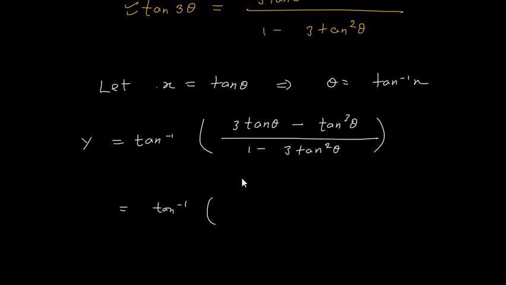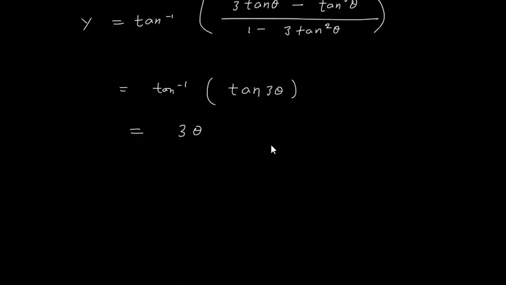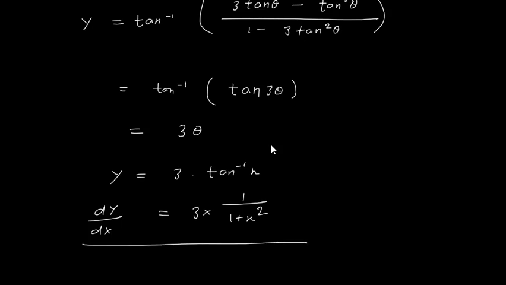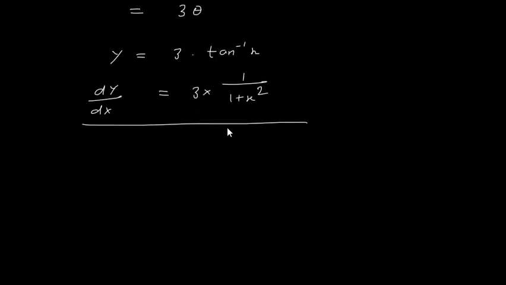Now this 3 tan theta minus tan cube theta upon 1 minus 3 tan square theta is tan 3 theta. So this tan inverse and tan will cancel and I will get the result as 3 theta. Now value of theta is tan inverse x, so this will become 3 into tan inverse x. So my problem simplified to 3 tan inverse x. Now I can differentiate it. Dy upon dx is equals to 3 into, now tan inverse x is 1 upon 1 plus x square. This is the derivative of tan inverse x. Okay, now let us see the 11th question.